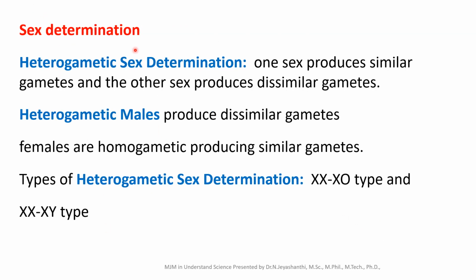There are different types of sex determination. Among them, heterogametic sex determination is one type. In heterogametic sex determination, one sex produces similar gametes and the other sex produces dissimilar gametes. Heterogametic males produce dissimilar gametes. If the male is heterogametic, females are homogametic, producing similar gametes. There are two types of heterogametic sex determination. One is XX-XO type, another one is XX-XY type.